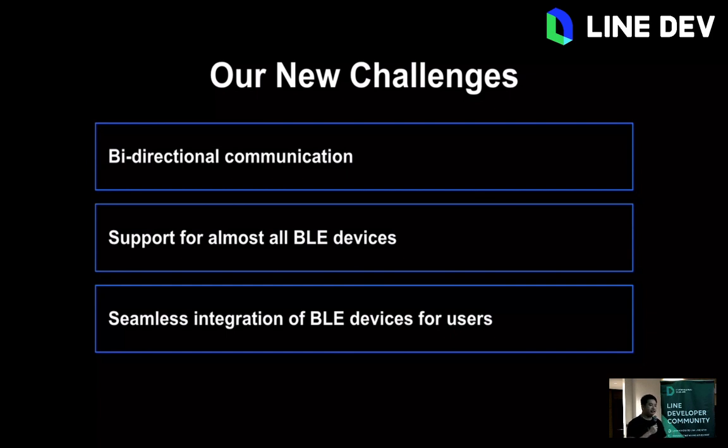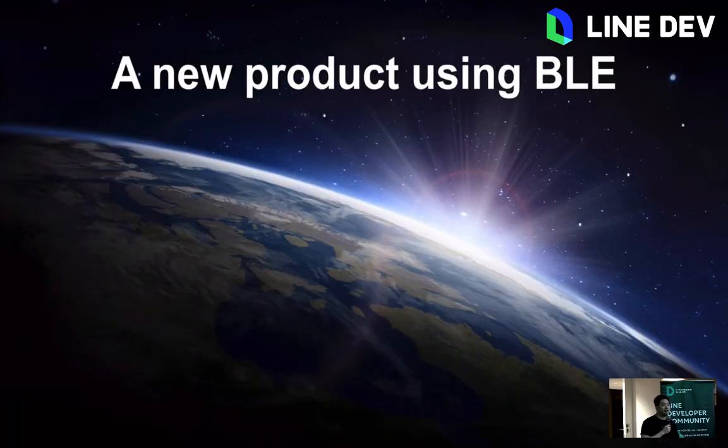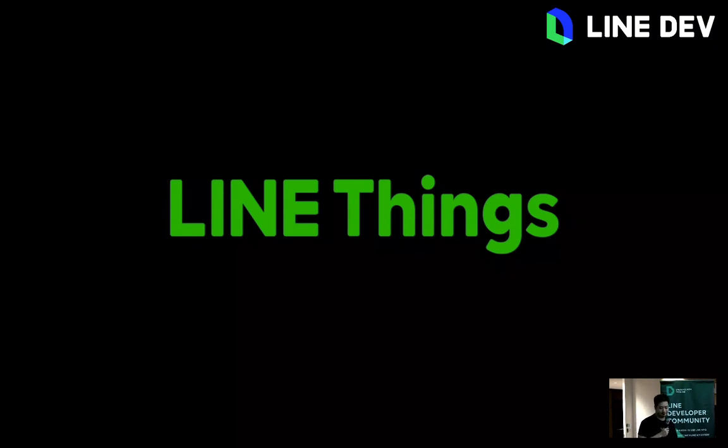But these challenges soon proved to us that in order for us to provide a better service, we needed to start from scratch. So we went back to the drawing board. And in order to make this happen, we would need to take our next step. And so we've decided on creating a new product to build an entirely brand new platform using BLE. And thus we gave birth to a completely new product which we call Line Things.